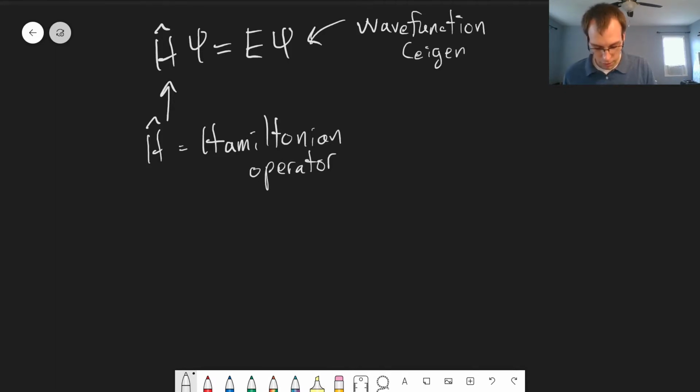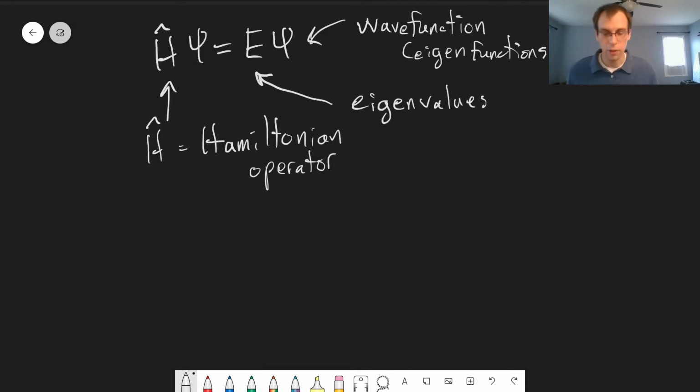And we're generally going to be looking for eigenfunctions of the Hamiltonian operator. And then our energies are the eigenvalues. And so our most important equation in quantum mechanics is an eigenvalue, eigenfunction equation. So let's take a look at our Hamiltonian operator and what exactly it is and what it represents.